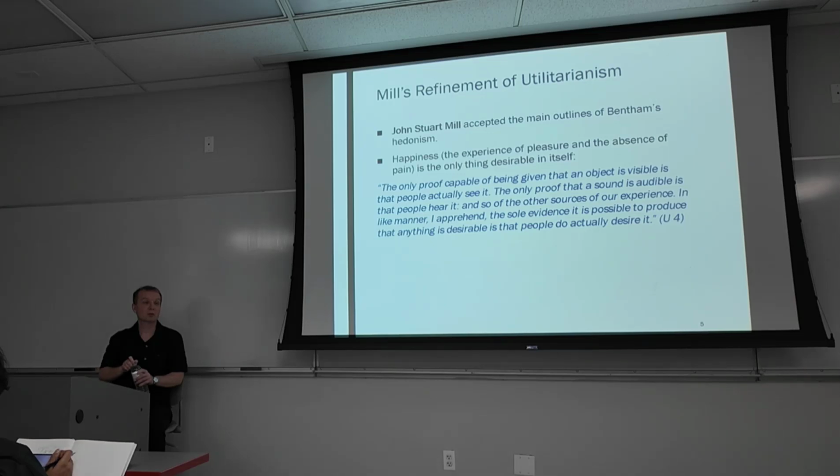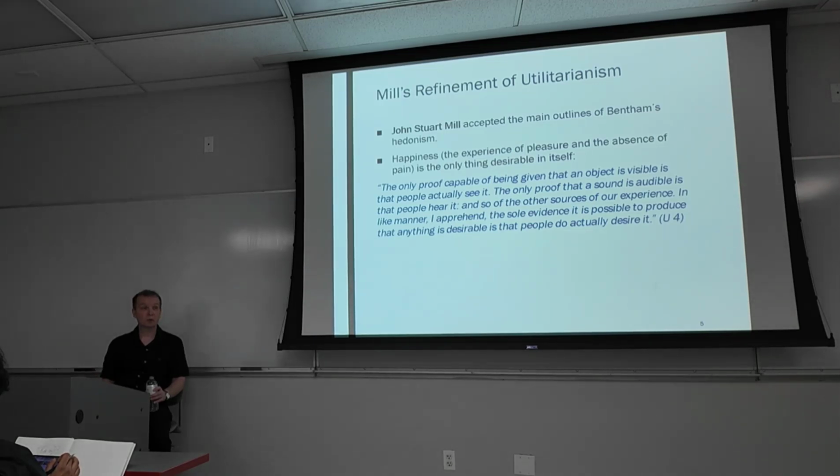And this is his famous quote, which goes towards the end of Utilitarianism, which many people have a problem with. He said, "The only proof capable of being given that the object is visible is that people actually see it. The only proof that the sound is audible is that people hear it. And so of the other sources of our experience. In like manner, I apprehend the sole evidence it is possible to produce that anything is desirable is that people do actually desire it." What is he trying to say here?